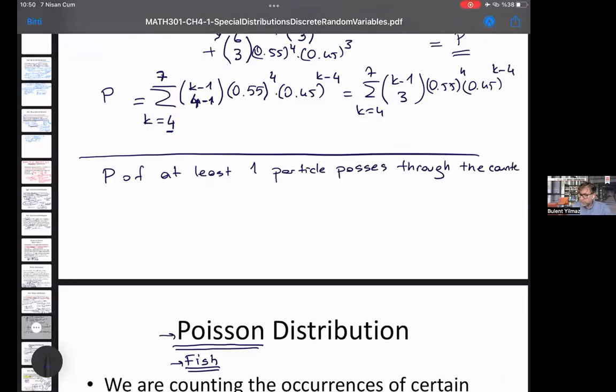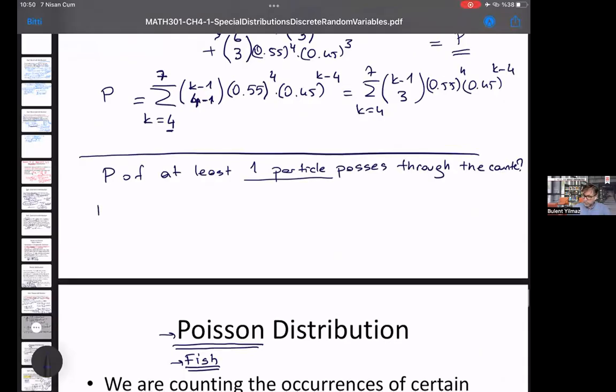Okay, what's the probability of at least one particle passing through the counter? How can I do that? If I have one particle, what will I say? The probability of k equal to 1, and lambda is always 4. I know that. It's historical data.